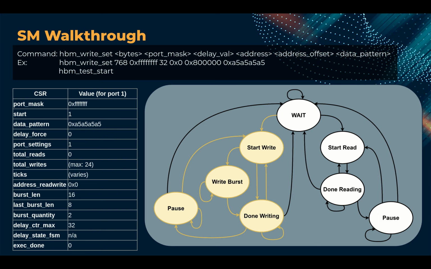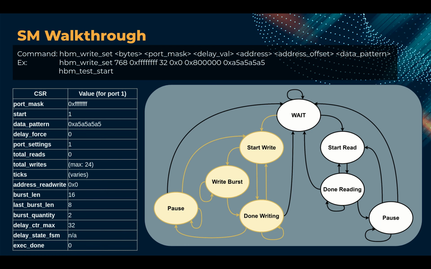The port mask is a 32-bit signal where 1 enables a port to run. For example, if the least significant bit is 1, port 1 will be enabled to write. The default value is all 1s. This sets the port mask register to the appropriate value.